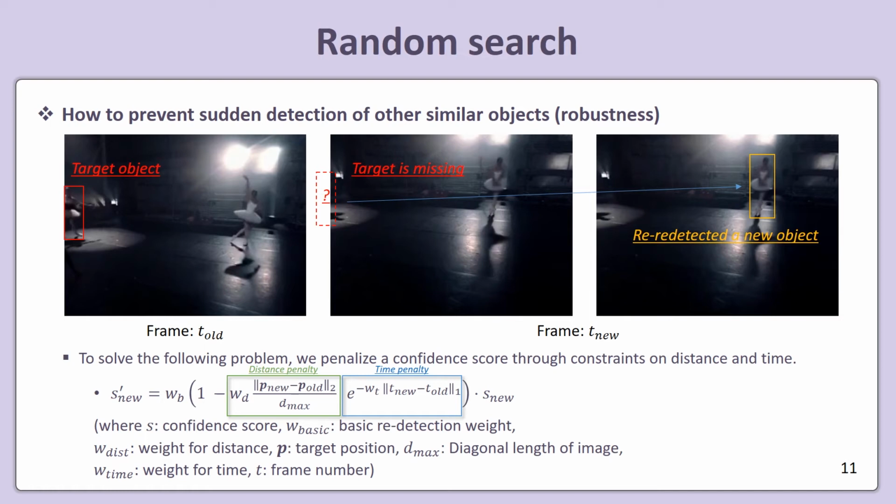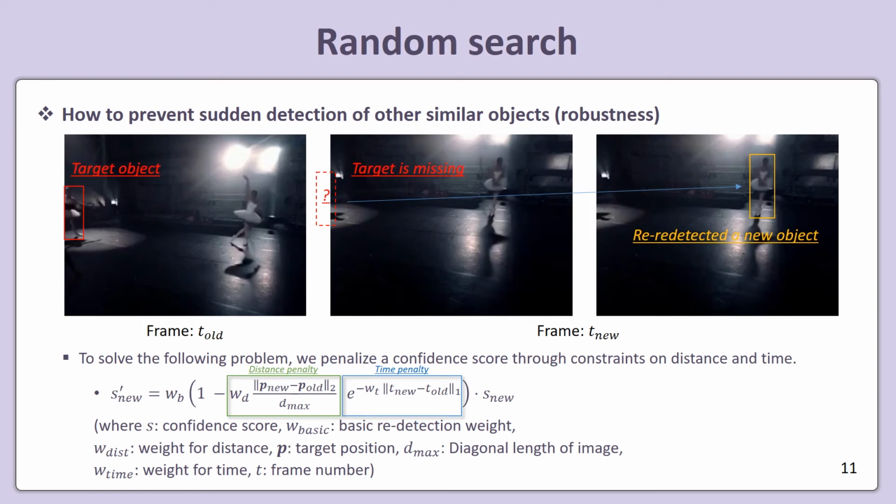S is the confidence score and W_basic indicates the basic redetection penalty. These two boxes are penalty terms. As distance and time are penalized more, the confidence gets smaller. If the distance between the new position and the old position is large, the score is penalized more. However, this distance penalty is somewhat compensated by the time penalty as time passes without finding the target.